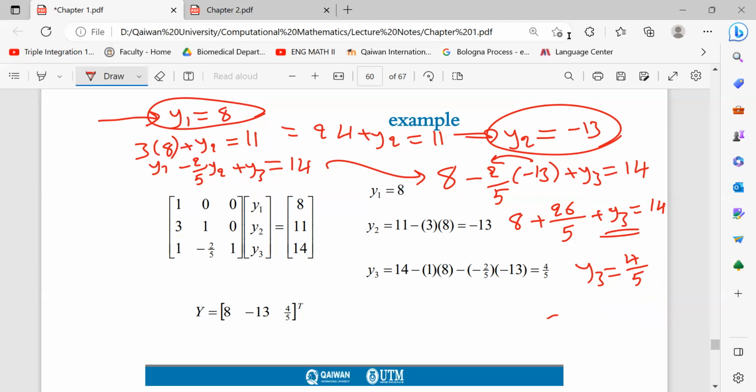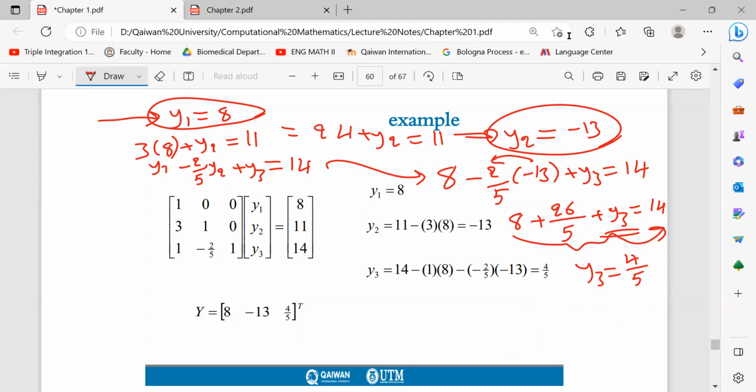4 over 5 is 0.4. Sorry, not 0.4, 0.8. You don't need to write down in this form. You should write down in this form. And it's easy to get this. Here, you just need to move these to the other side. Only leave y3 on the left and move the others to the right. Then calculate it. Find the common denominator, you get the result, which is 4 over 5.